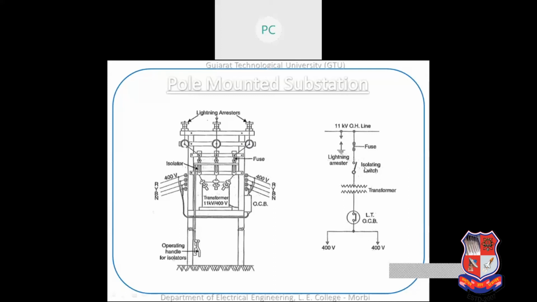Isolator is a kind of air break switch. This is a transformer, and an oil circuit breaker is placed over here, which operates when the value of current increases beyond a prescribed value, right? So if you see here, this 11 kV overhead line will now be converted into 400 volts. Then you will take this 400 volts as RYBN. So if you take R and N, then the voltage will become 230 volts, which we require at the domestic level or for domestic consumers, right? So this is the pole mounted substation that we have on the distribution side of the power system.